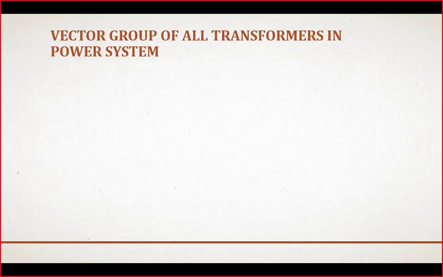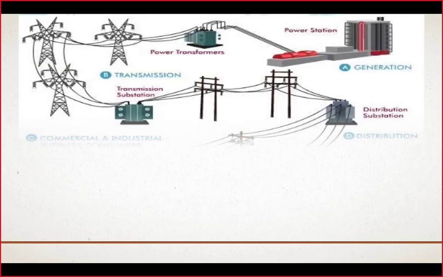Now let's see the vector groups of all the transformers in our power system, because here we use the vector group to mention the phase difference between delta Y transformers rather than using the IEEE or ANSI standard. In America they use that standard and transformers are designed in such a way that high side quantities always lead the corresponding low side quantities by 30 degrees.